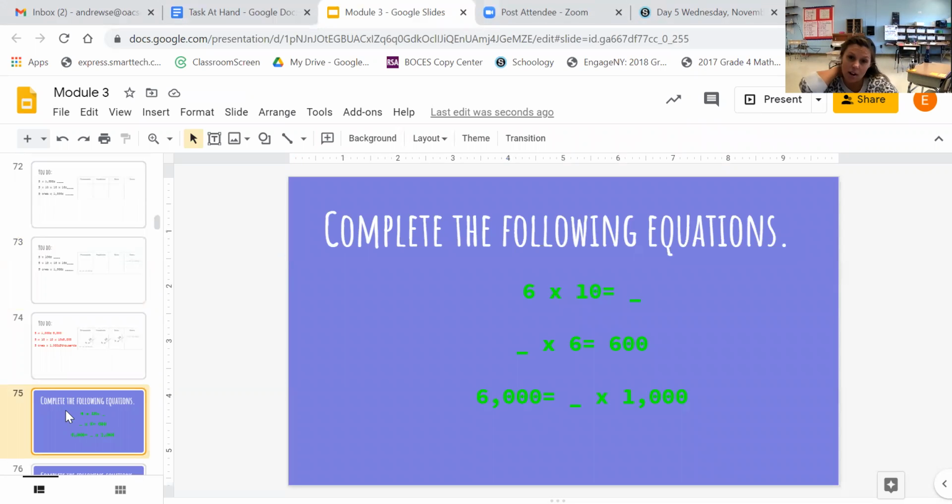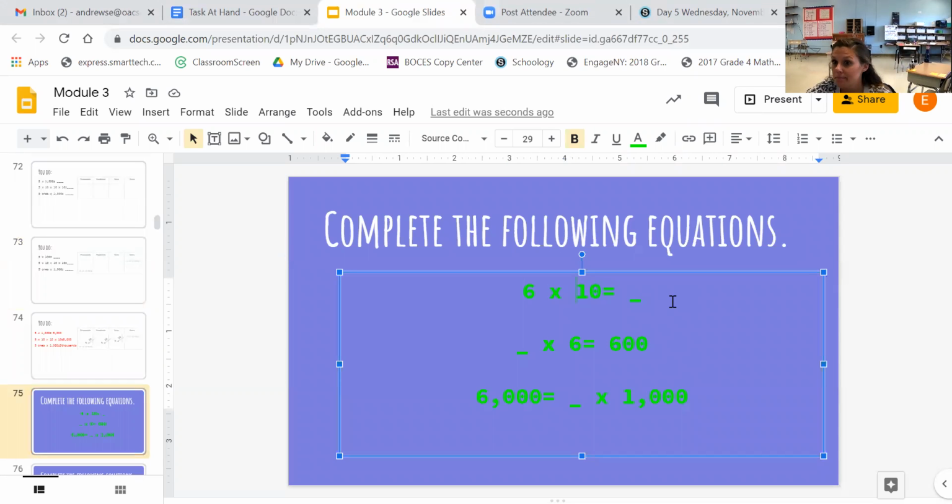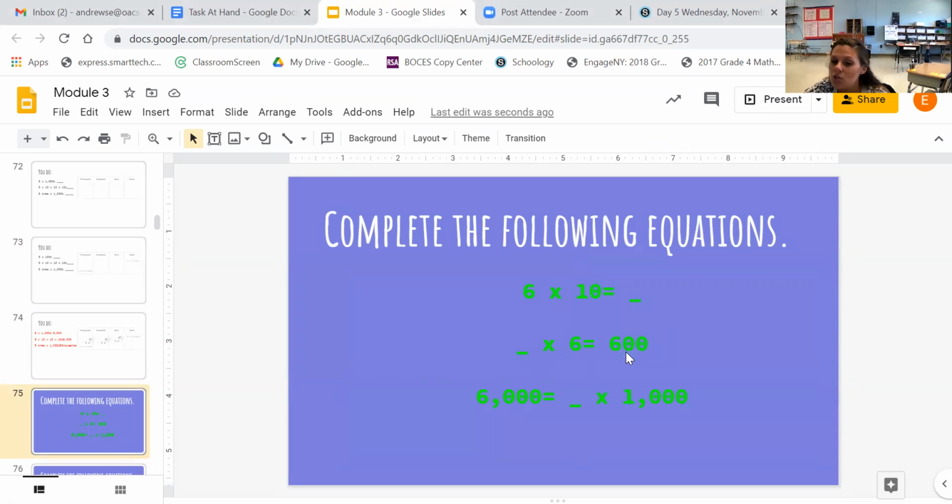We're gonna fill in our equation here by using what we know. So 6 times 10 is 60. You can fill that in. And then we're trying to find that missing factor. Something times 6 equals 600. Now, I want you to pause your video and try this one out, and then check with me to see your work. Making sure you're realizing those patterns of 10.